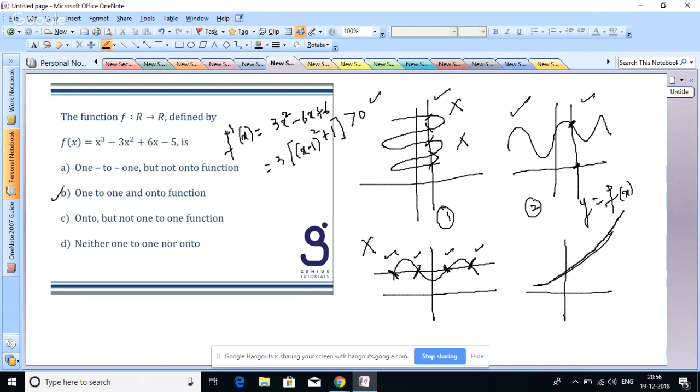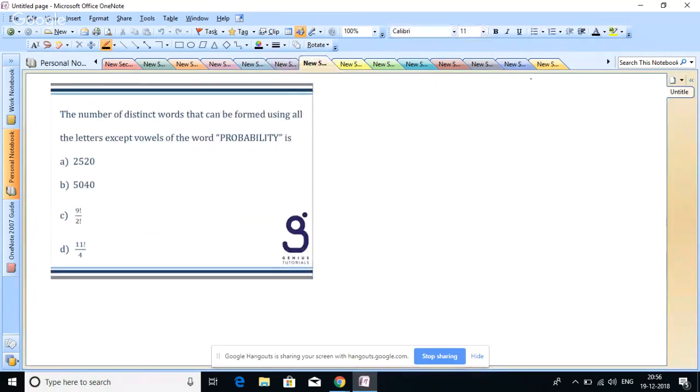So this is our correct answer to this question, option B. Let's move on to the next question.